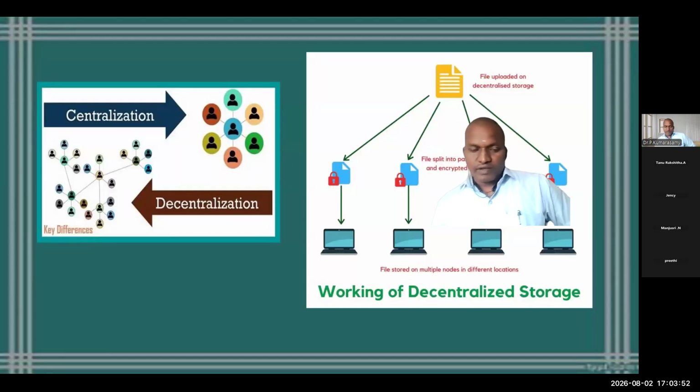Okay, let us discuss centralization and decentralization in a detailed manner. So, example of centralization and decentralization. Centralization is explained in the picture. Records and files are maintained in a single place under a single authority. That is called centralization.